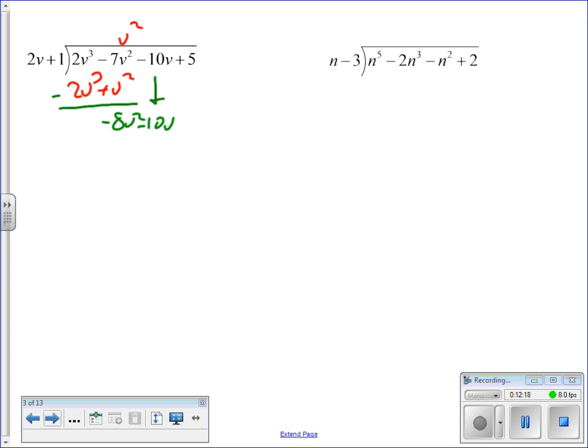And then I go back and do the next step. Same process, step by step.